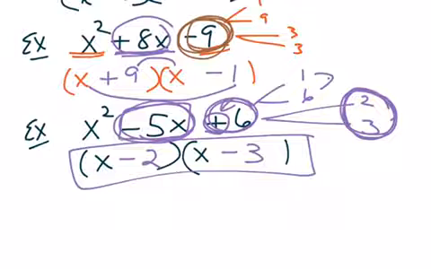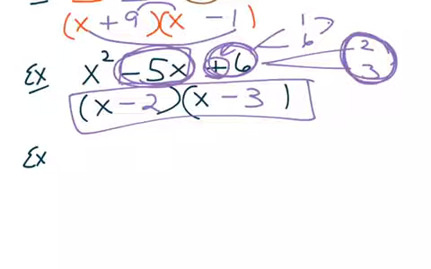You might want to pause it and just kind of reprocess that. I know 6 and 1 will make a 5. It would make a negative 5, but they're not going to multiply to get positive 6 and add to get negative 5. Okay? Here, I'll just do one more of those because I think it's pretty important.